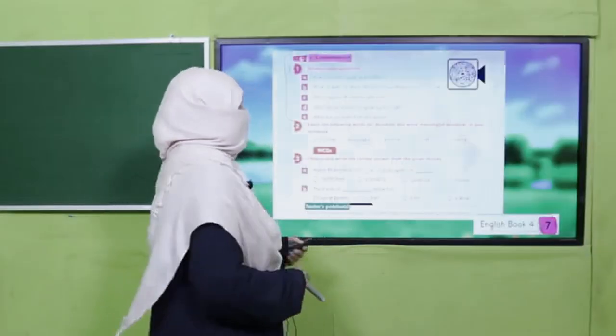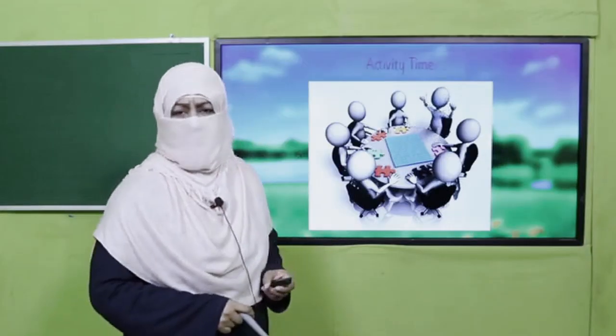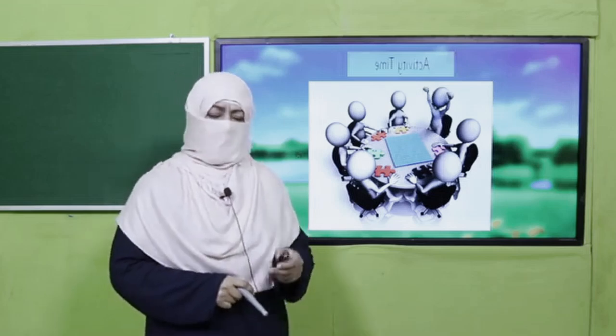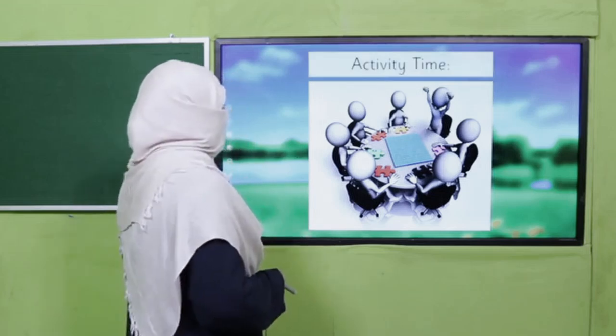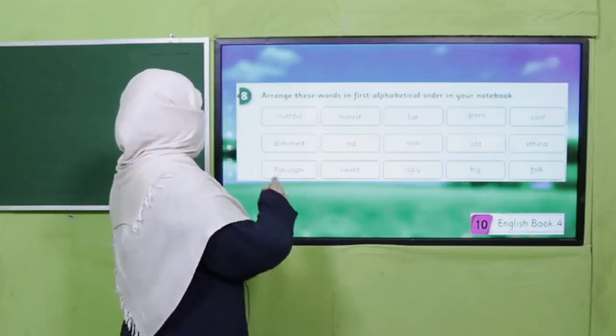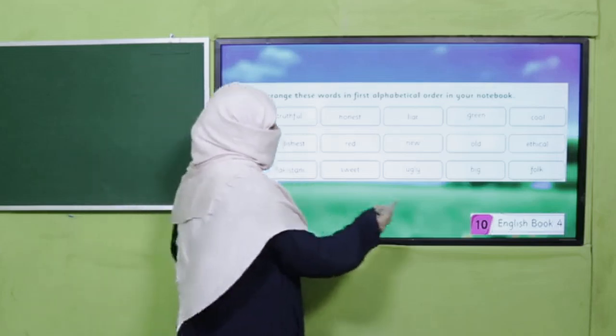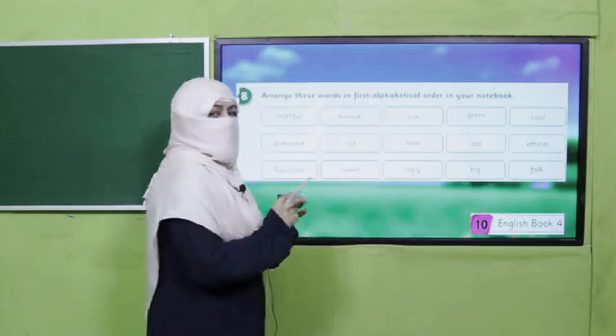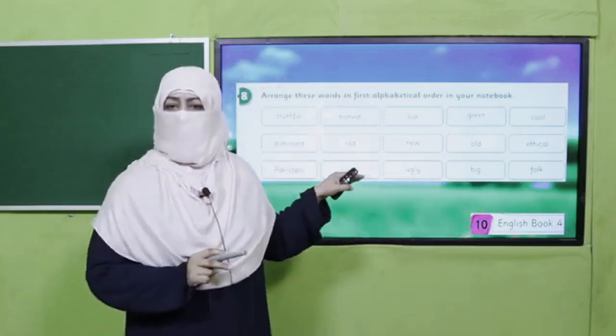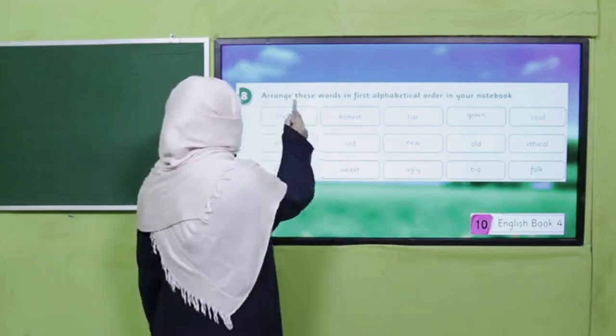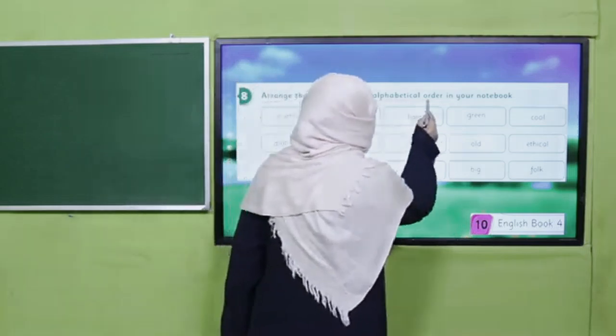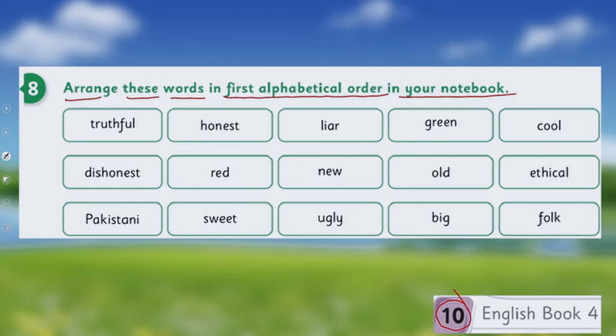Good job. So next is a very interesting activity I have for you. What we are going to do, now all of you will arrange these words. These are on page number 10 of your book. So these are in different order than they should be. Okay, so you have to arrange these words in alphabetical order in your notebook. So you have to do it quickly.